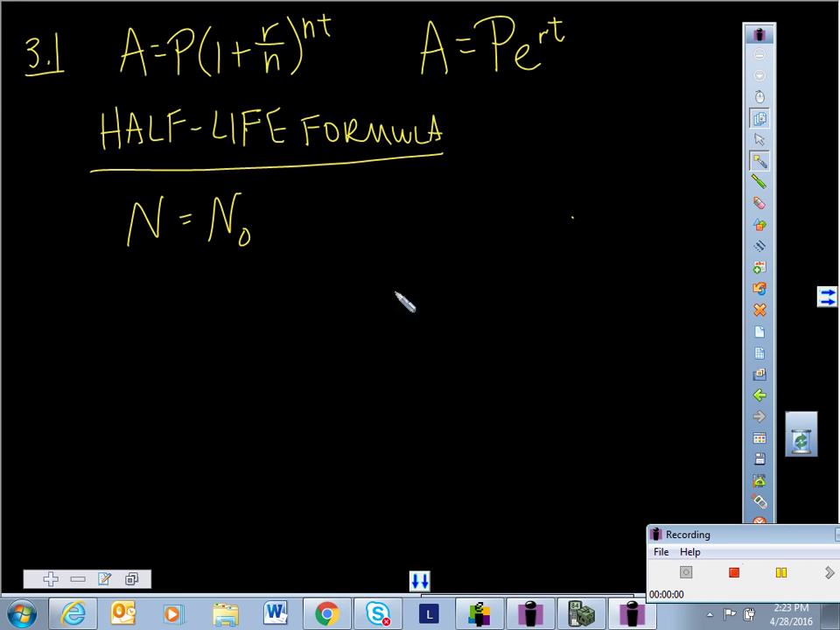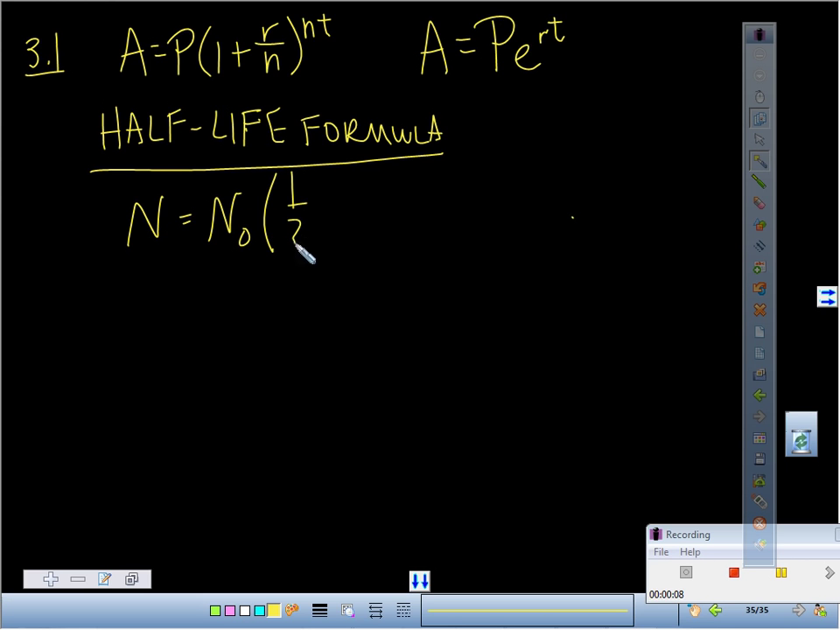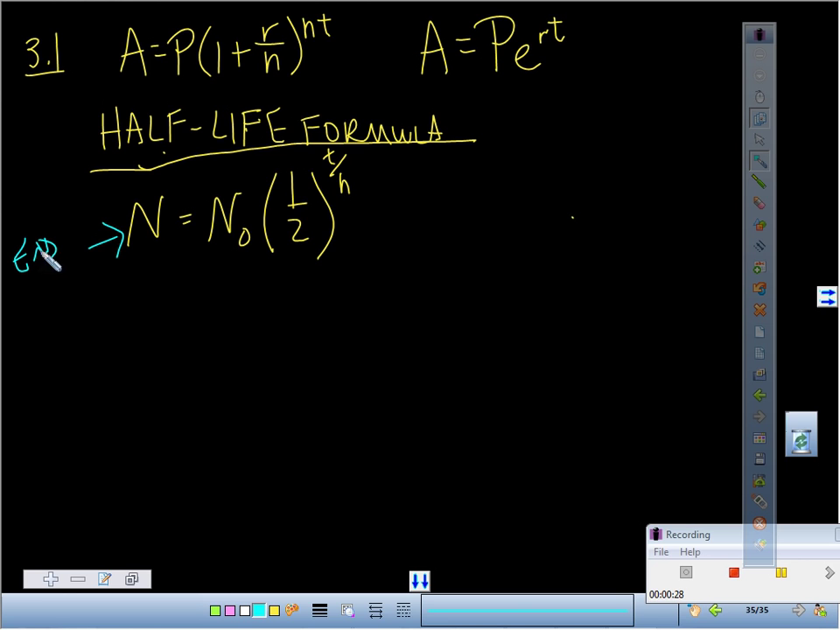Okay, so half-life formula. N is equal to N sub 0 times 1/2 raised to the T over H power. Okay? So, obviously, this is my ending amount, how much you end up with.